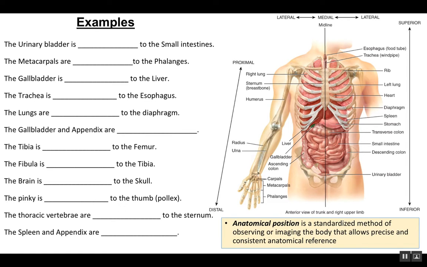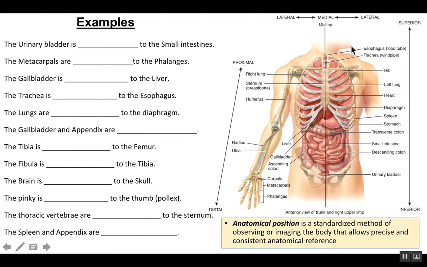Let's see how we're doing with our directional terminology. Hopefully you've had a chance to put some answers in these blanks, and we're going to go over those answers. Just as a reminder, the anatomical position is a standardized method of observing or imaging the body that allows precise and consistent anatomical reference. So this drawing is mostly in the anatomical position.